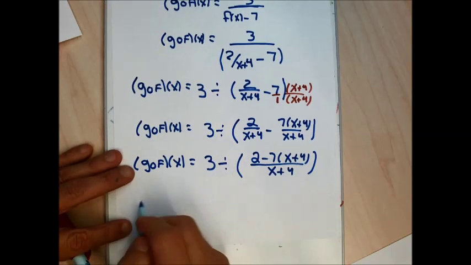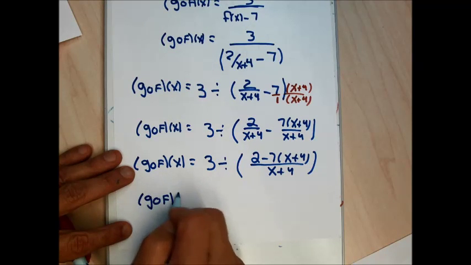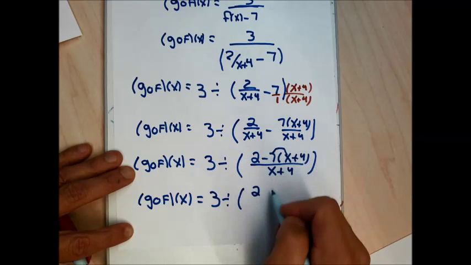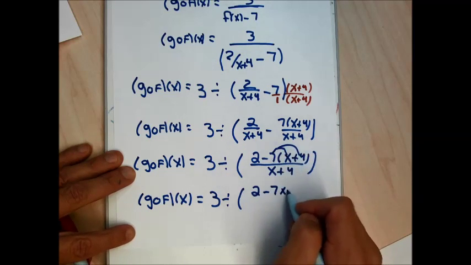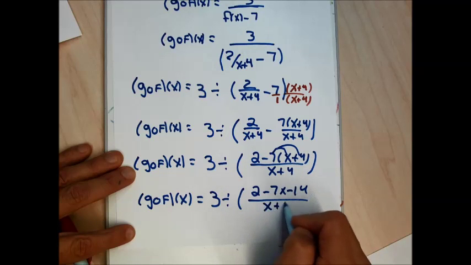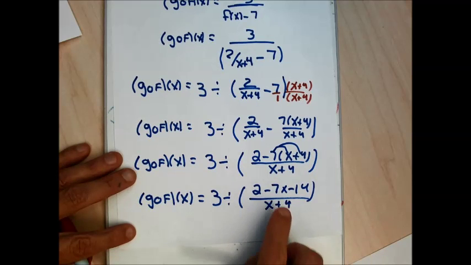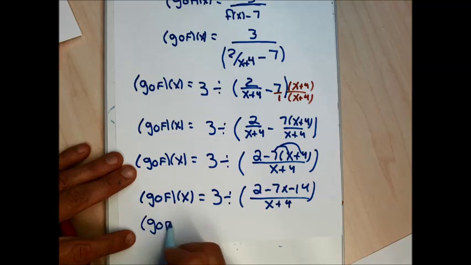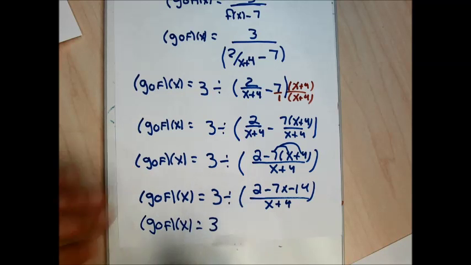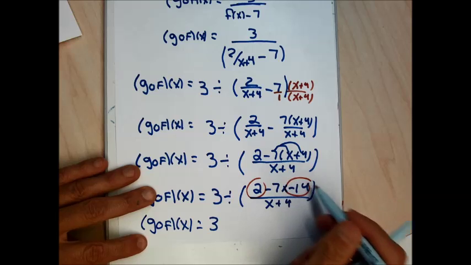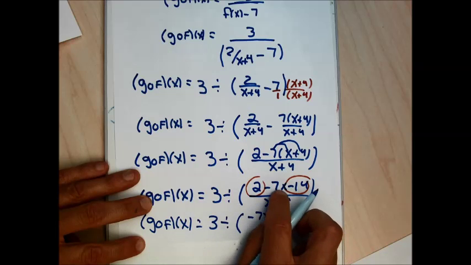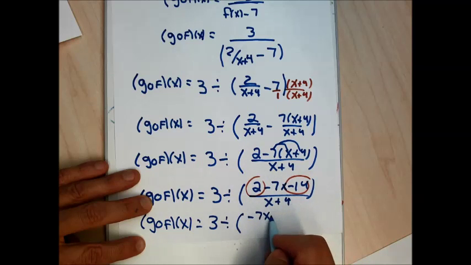Now I'm going to clear the parentheses in the numerator and get g composed with f of x equals 3 divided by 2 and then minus 7x and then minus 14 over x plus 4. Now I'm going to combine like terms and get minus 7x minus 12 in the numerator. I just need to subtract the 2 minus 14 and get a negative 12. So the negative 7x I didn't circle is going to be first. The 2 and the 14 subtract to be a minus 12 that I circled becomes second.